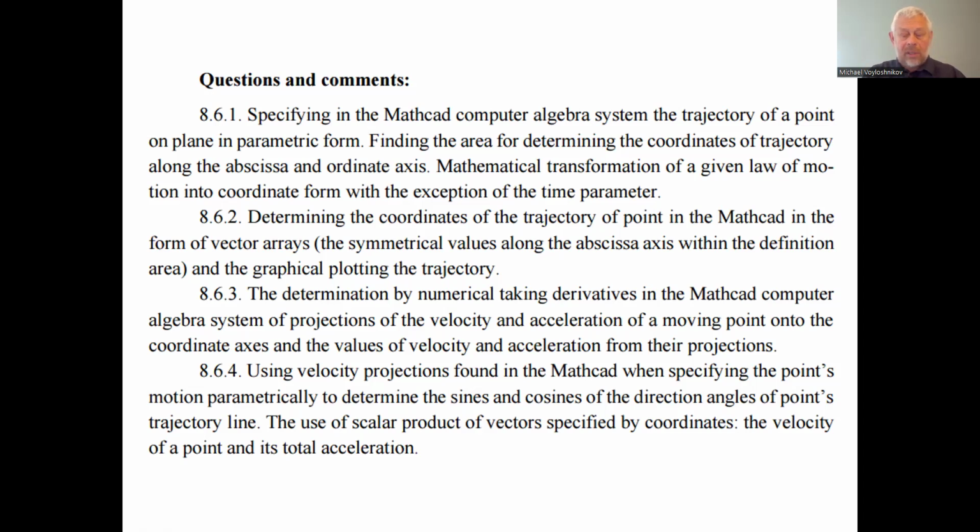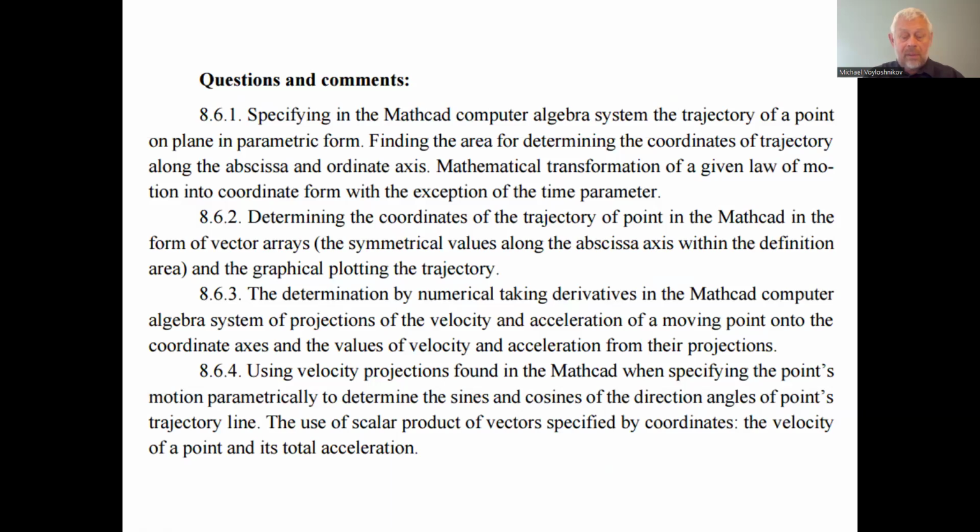H63, determination by numerical taking of derivatives in the Mathcad computer algebra system, projections of the velocity and acceleration of a moving point onto the coordinate axes, and the values of the velocity and acceleration from their projections. To find the values of velocity and acceleration from the projections, we can use the Pythagorean theorem, a square root of the total of two components squared.